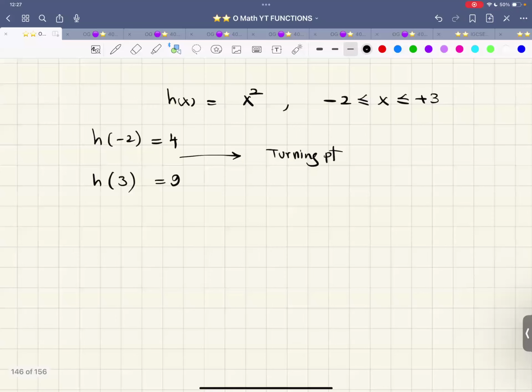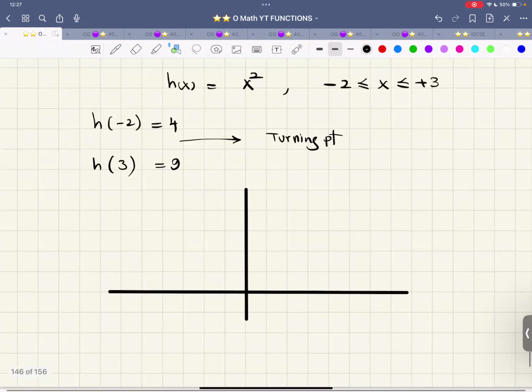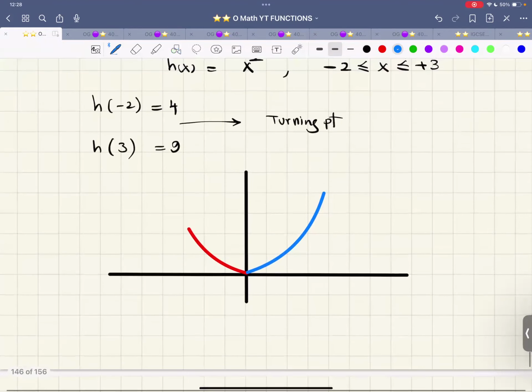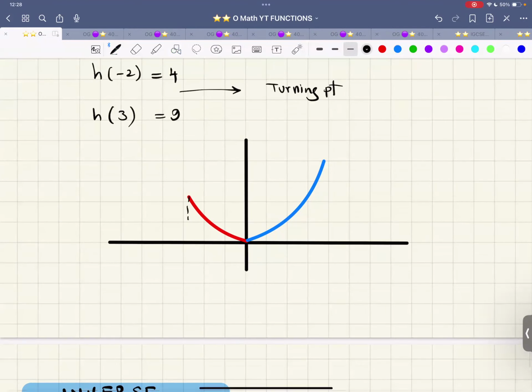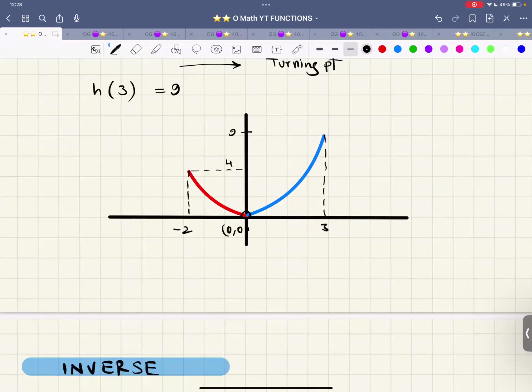So let me draw the grid over here. So let me draw the x-axis and the y-axis. And let me draw this curve like this. And let me draw this portion like this. So now if I focus on this, this -2 is giving me 4. This +3 is giving me 9. There is also this point 0, 0.